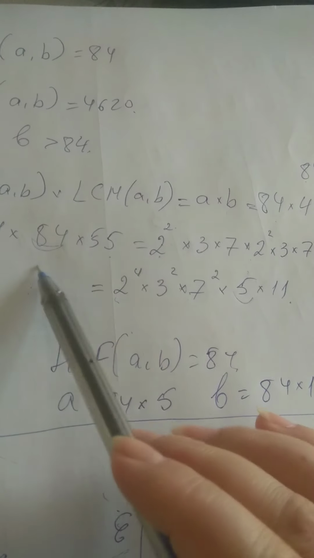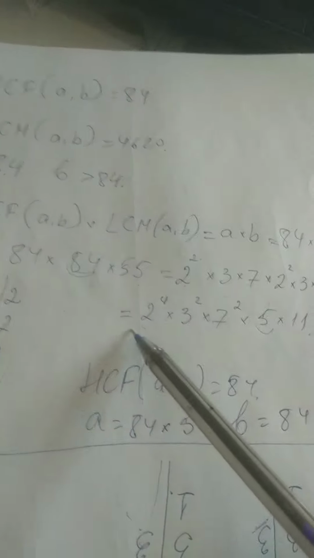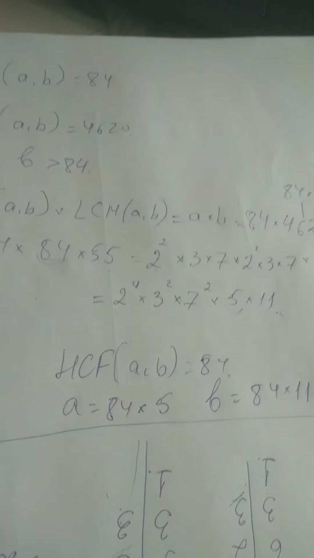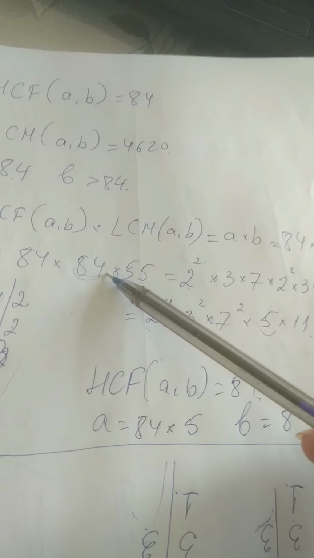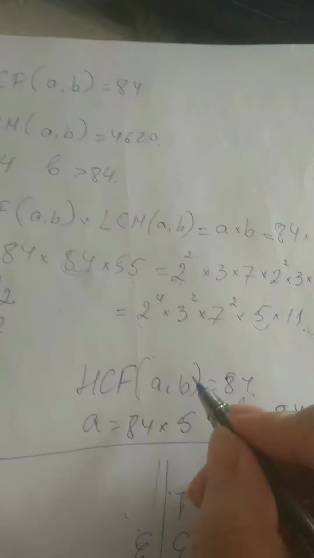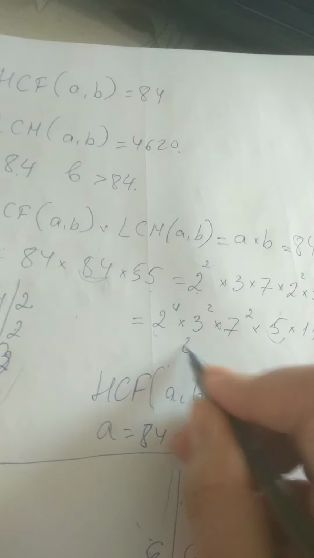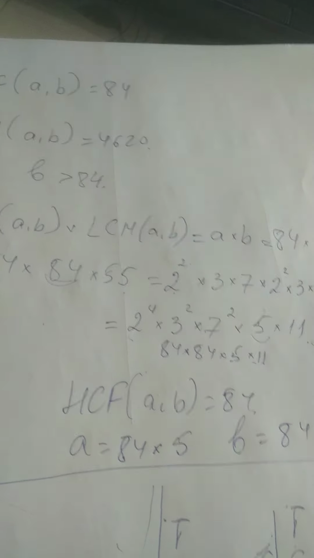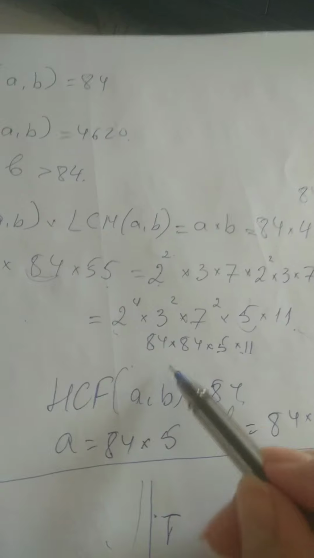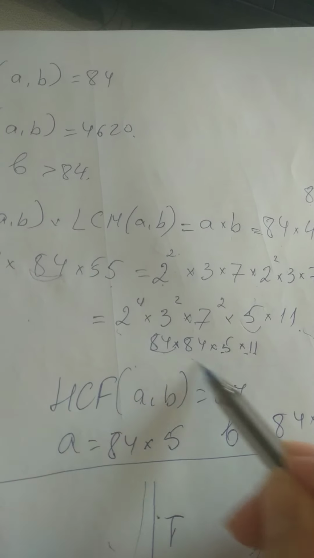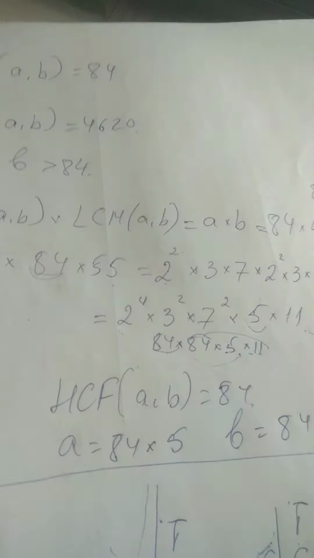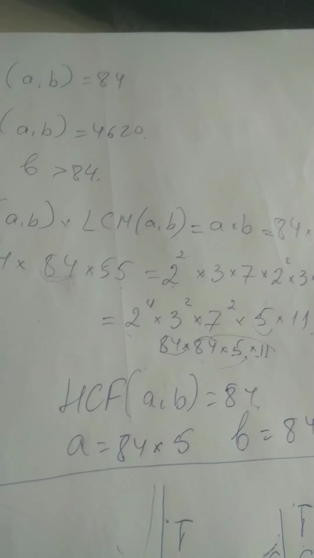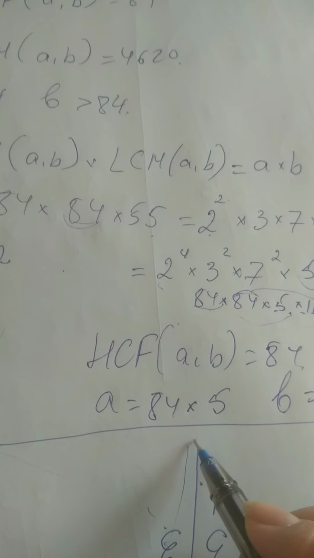Because the multiplication of the HCF and LCM is this. If you are confused, you can write 84 instead of this, 84 multiplied by 84 multiplied by 5 and 11. So 5 and 11 are different factors. That's why if you want to find the real numbers, you need to take 84 multiplied by 5 and the other one multiplied by 11. That's it. Then you can get the real numbers A and B, okay? So 84 multiplied by 5 is equal to what?